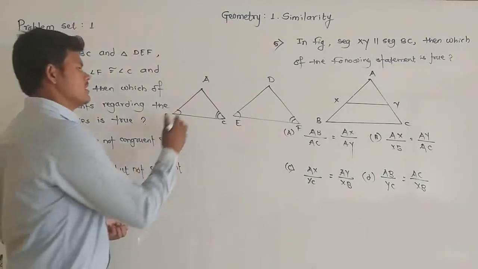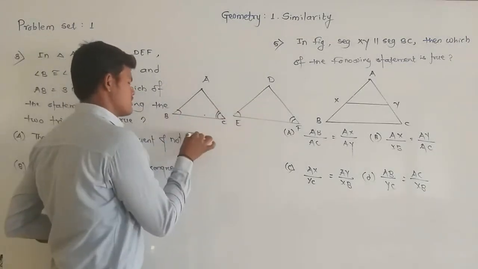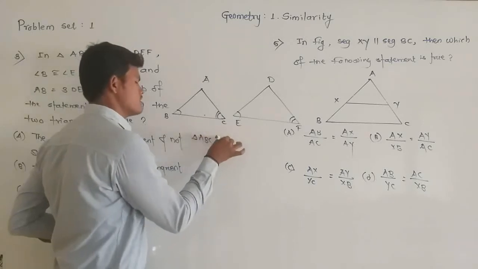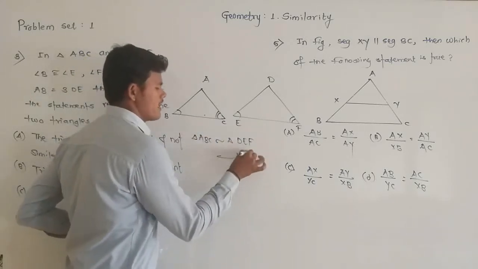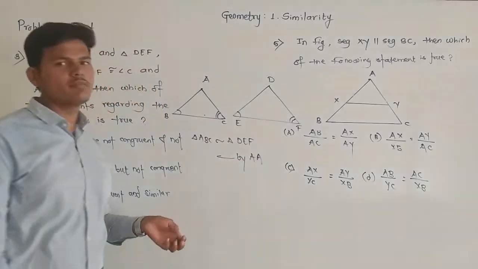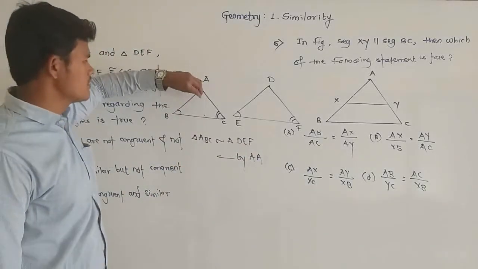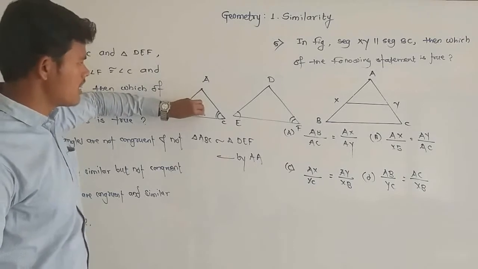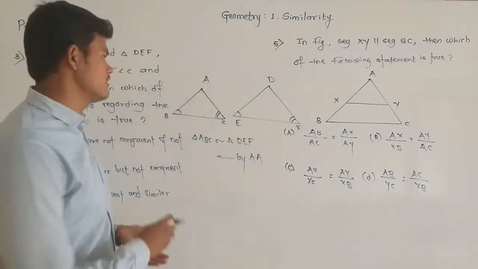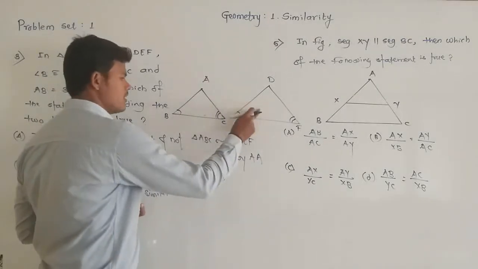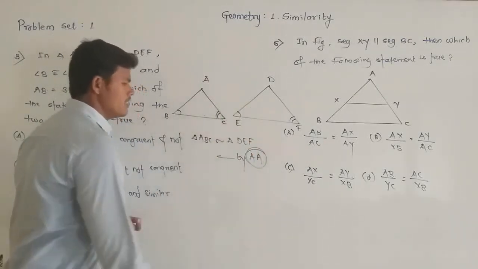That means both the triangles, triangle ABC and triangle DEF, are similar by the angle test of similarity. Why? Because two angles of the first triangle are congruent to the corresponding two angles of the other triangle. That's why both the triangles are similar by using the angle test.